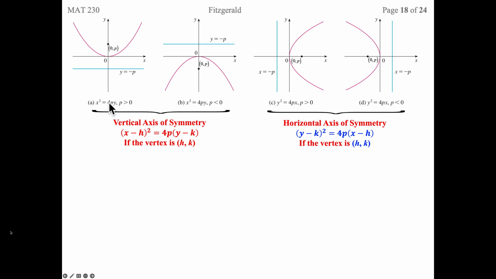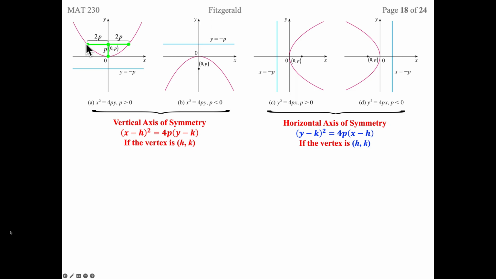Now to graph, once you find this p-value, you're going to go from the vertex. You'll plot that first. Then you'll plot up to the focus. That's the distance of p. Then you're going to make a 90-degree turn to the left and to the right from p. But you're going to double that p-value. So if this is p from vertex to focus, that's p, you double it going this way.